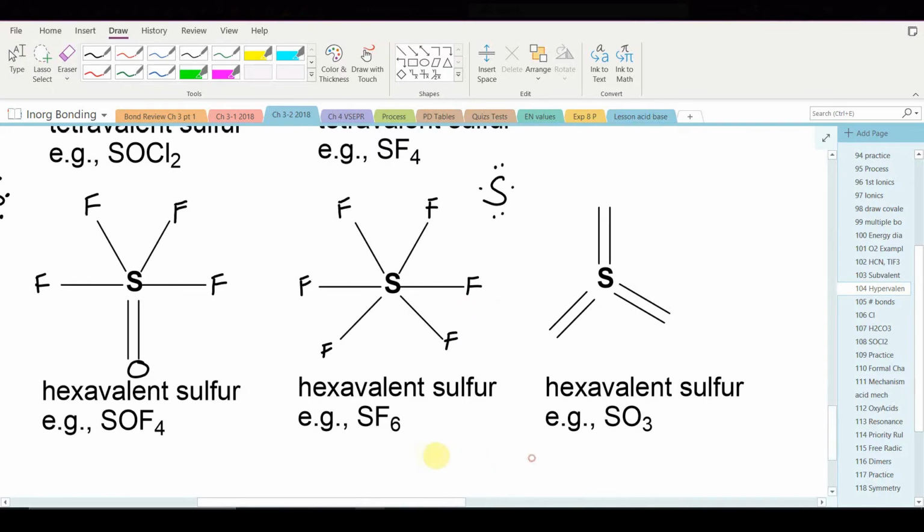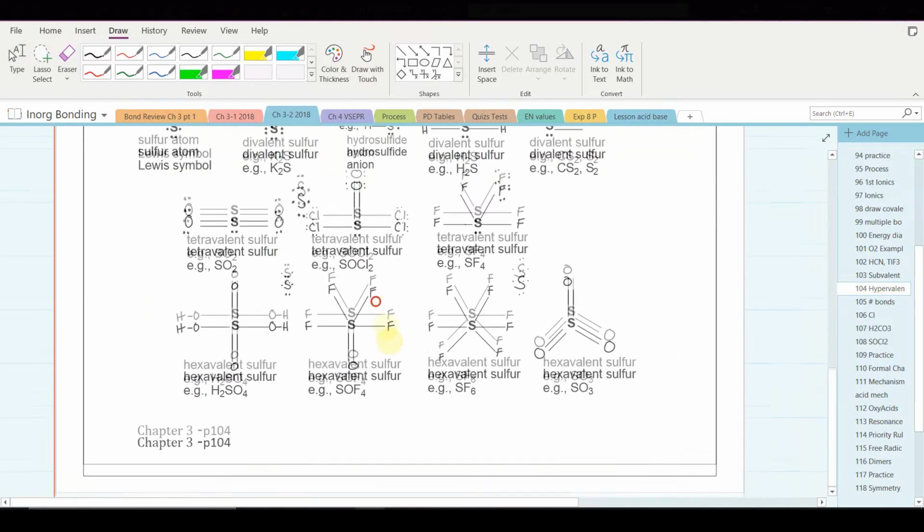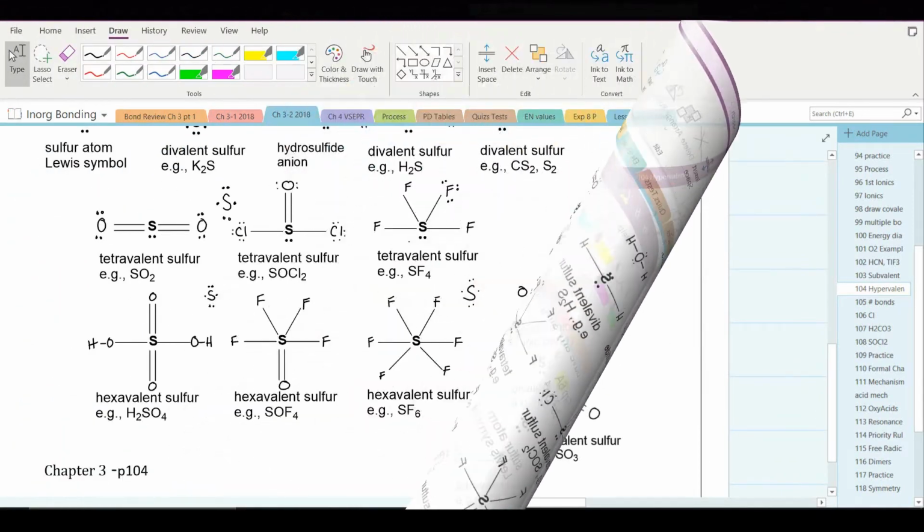Okay, what if sulfur took all 6 of its valence electrons and made 3 double bonds, as in sulfur trioxide? That's an important commercial chemical. So sulfur has great skill and ability. So those are all the possible ways sulfur can form bonds, quite a few. Please take a look at page 105.